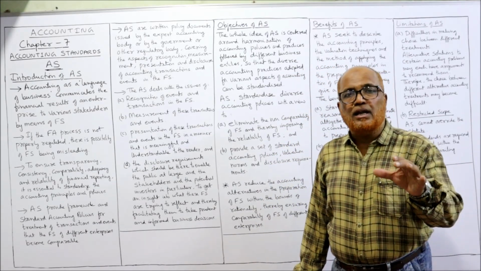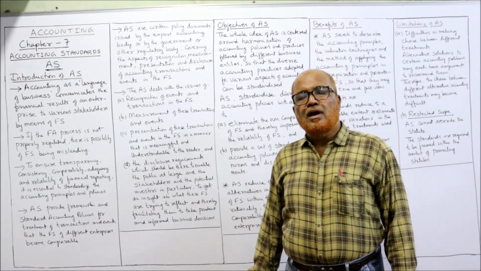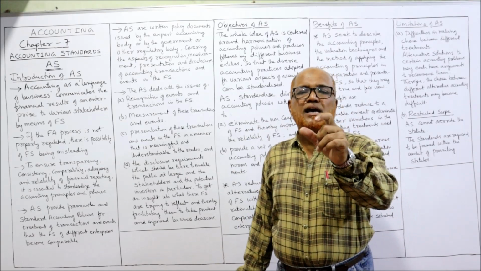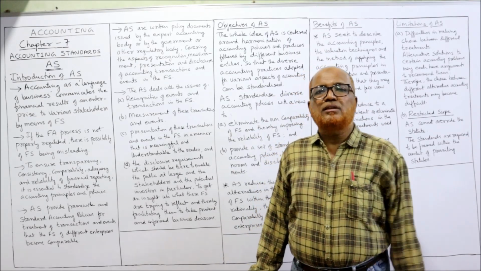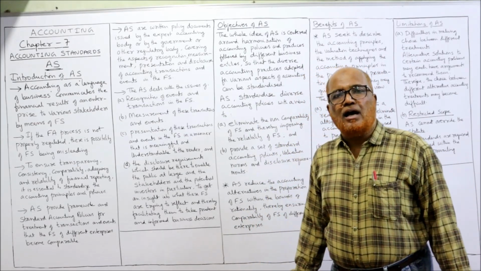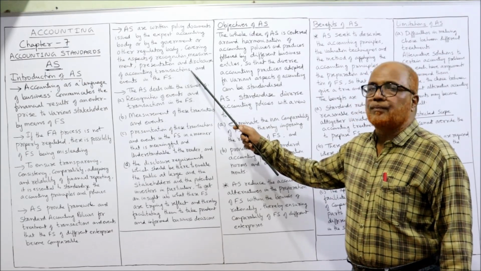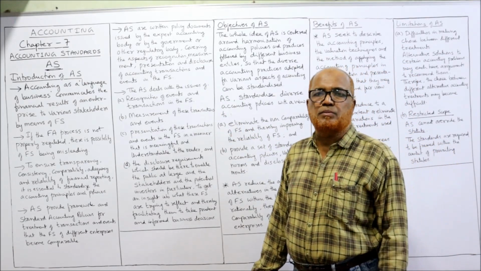Recognition means we have to recognize the transactions and events. Then measurement. After recognizing the transactions and events, we have to measure the events. After measuring the events, presentation in the financial statements. And lastly, the disclosure of all the transactions and events in the financial statements.